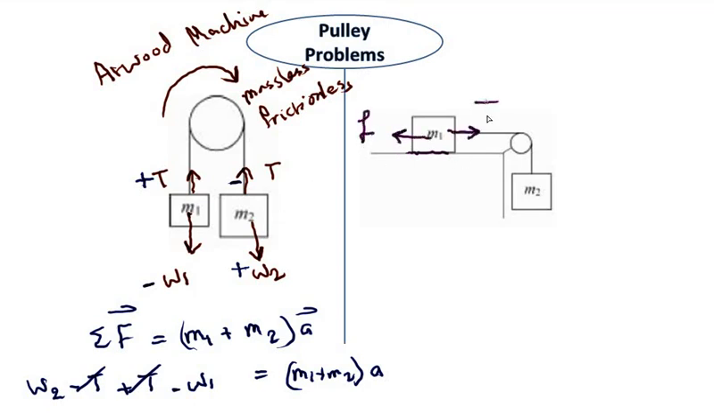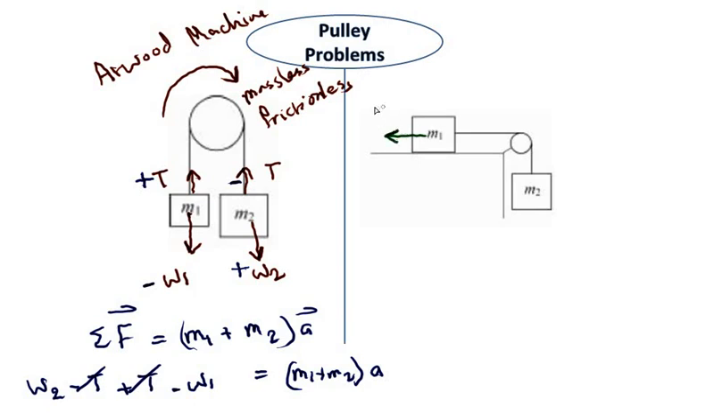This is the tension to the right. And again, it's the same tension here, and this is the weight down. If the system is moving in this direction, this is positive, this is negative, positive, and negative. Now, what if the system is moving in this direction?